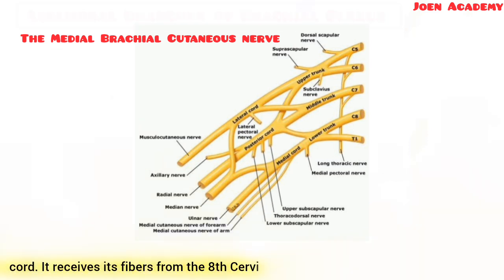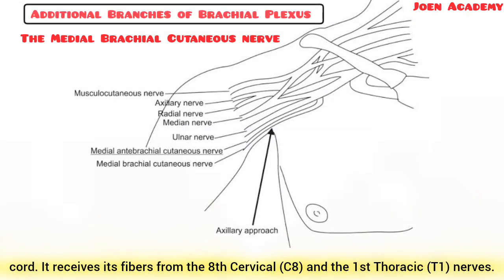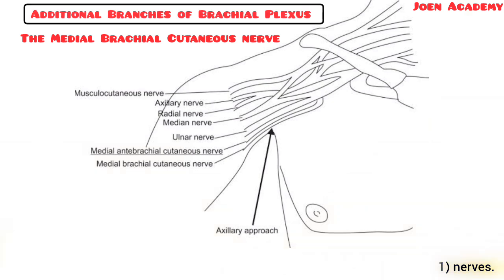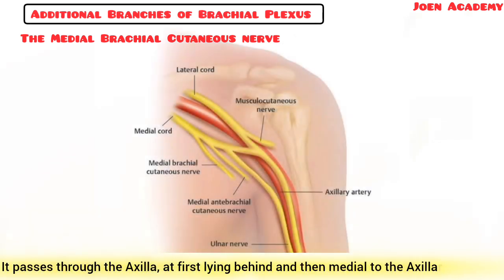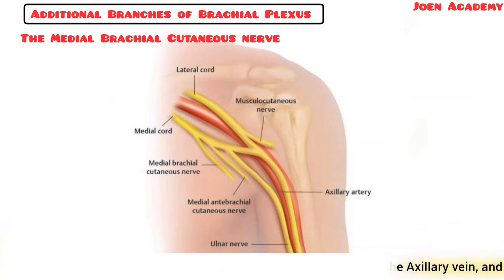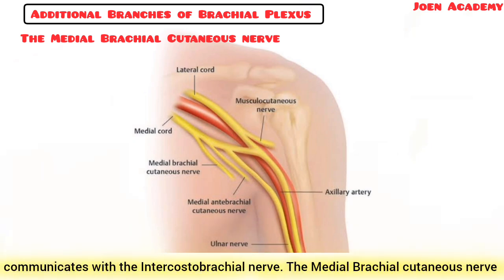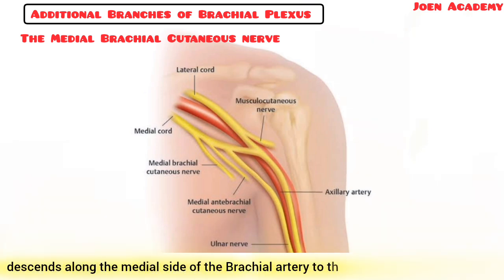The medial brachial cutaneous nerve is the smallest branch of the brachial plexus that arises from the medial cord. It receives its fibers from the 8th cervical and the 1st thoracic nerves. It passes through the axilla, at first lying behind and then medial to the axillary vein, and communicates with the intercostobrachial nerve.